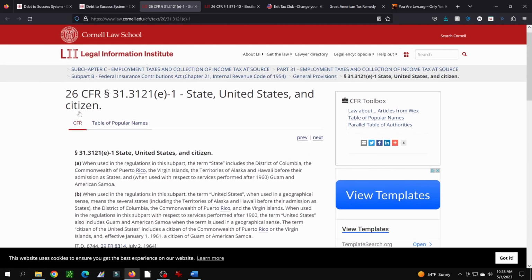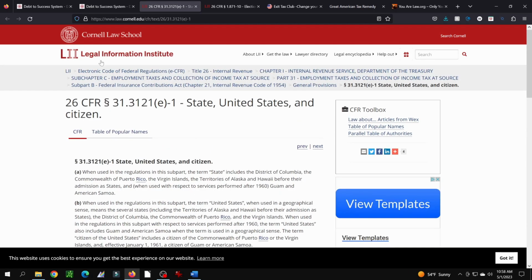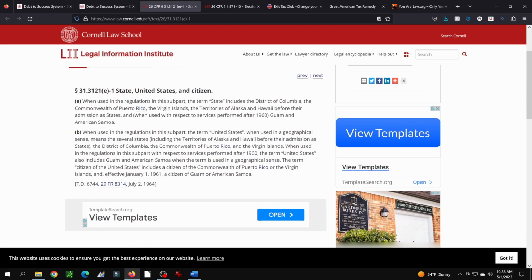Now, what the laws are based on that are really cool. If you go to the Cornell Law School website, 26 CFR 3121 E1, definition of state, United States, and citizen. This is what blew my mind last year and got me started looking for someone who could help me do what's called a revocation of election. If you read the definition, you find out that a state is only District of Columbia, Puerto Rico, Virgin Islands, Alaska, and Hawaii before their admission as states, and Guam and American Samoa. Now, the term United States refers to these states. It's crazy. I never knew this before last year sometime.